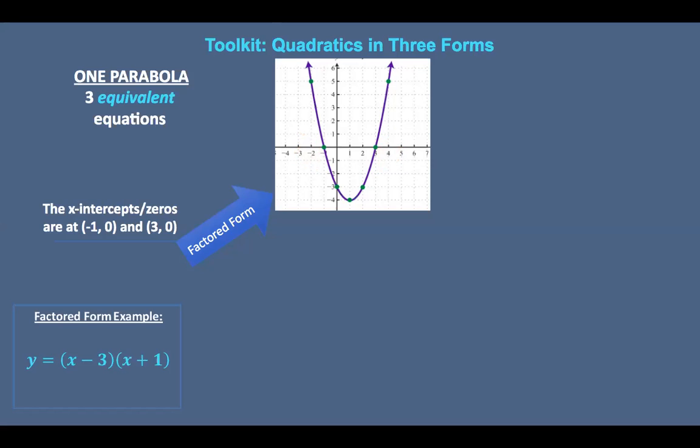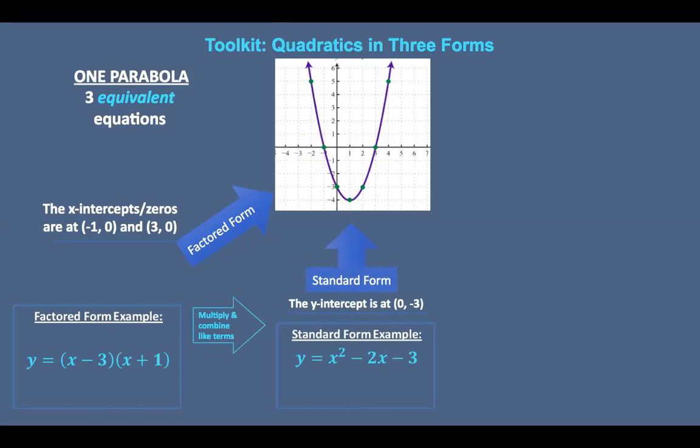If I take my factored form, those parentheses, and I multiply it out by foiling or doing box method, that will give me the standard form equation. So this is the standard form equation for this graph. Both of these equations are equal. And the standard form equation, remember, tells us that the y-intercept is at (0, -3), because the last number in that equation is -3, which we see right there.